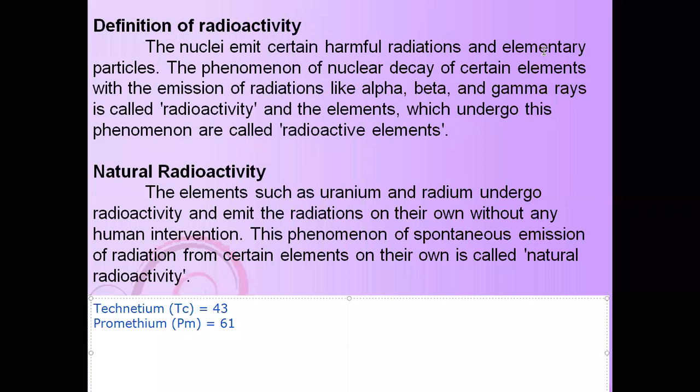Totally 29 radioactive substances are discovered. Most of them are rare earth metals and transition metals. Already we know what is meant by rare earth metals and transition metals; in the unit 8 periodic classification we have discussed. Okay, so the next one is artificial radioactivity.